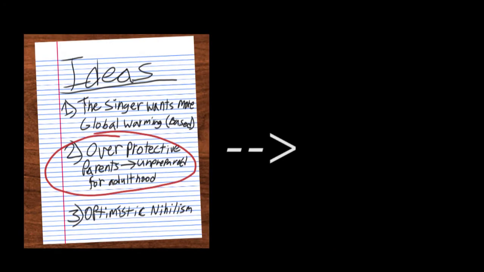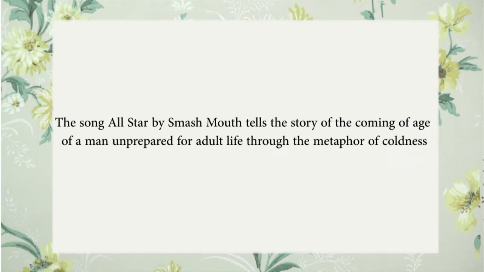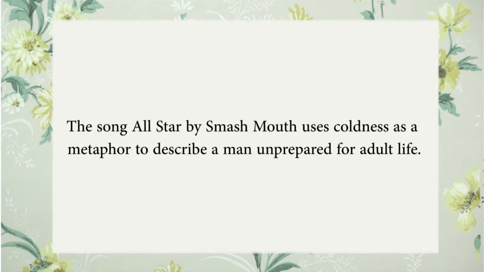Then write down that idea in the form of a statement. This is going to get tweaked with a lot, so don't worry if it doesn't sound good at the start. My initial thesis reads, the song All Star by Smash Mouth tells the story of the coming of age of a man unprepared for adult life through the metaphor of coldness. Alright, as you may have noticed, that sounds pretty jank. So let's clean it up a bit. The song All Star by Smash Mouth uses coldness as a metaphor to describe a man unprepared for adult life.